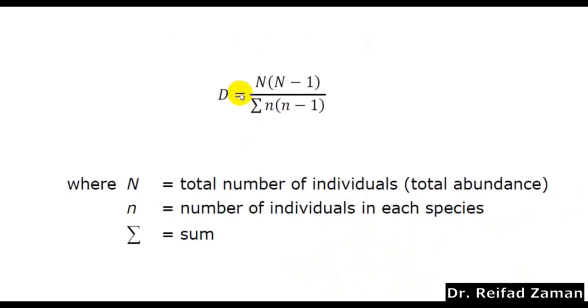So let's try to understand this equation. As I have already mentioned, capital D represents the diversity index. Capital N represents the total number of individuals, and small n represents the number of individuals in each species, and this sign denotes the total sum.